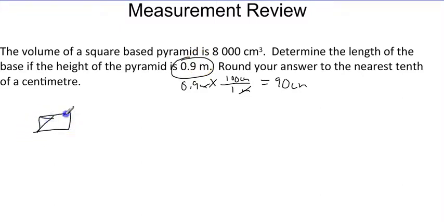I don't draw pyramids well. There you go. But I do know that this is B, and this is B, and that's H in there with a little 90 and a slant height. But we're dealing with volume, right?